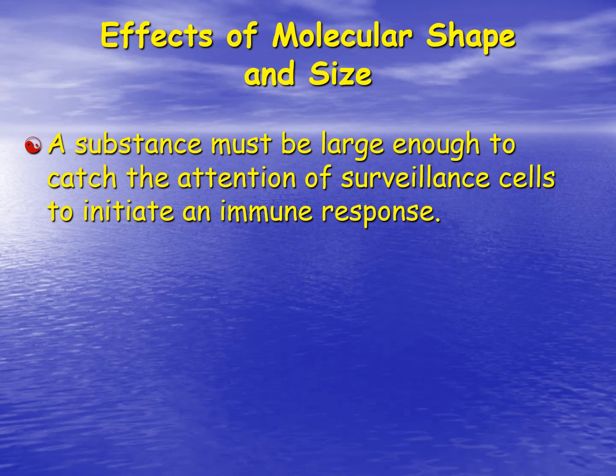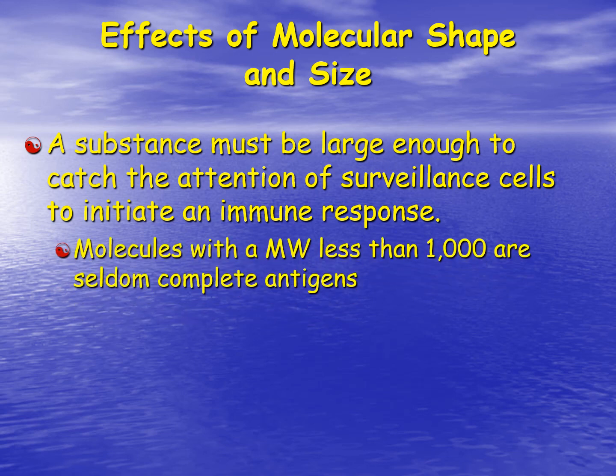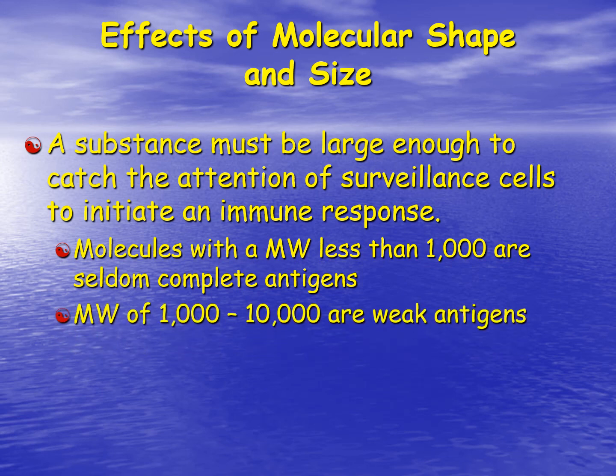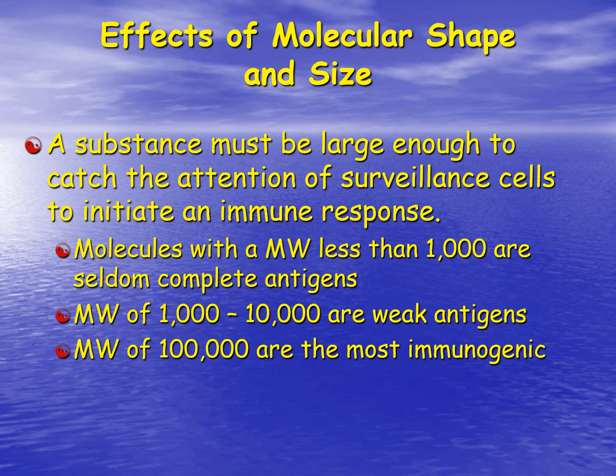Now, again, a substance has to be large enough on a molecular weight basis in order to catch the attention of the surveillance cells in order to initiate the immune response. Molecules with a molecular weight less than 1,000 are seldom complete antigens. Molecular weights of 1,000 to 10,000 are typically very weak antigens, so most antigens need to be of a molecular weight of at least 100,000.